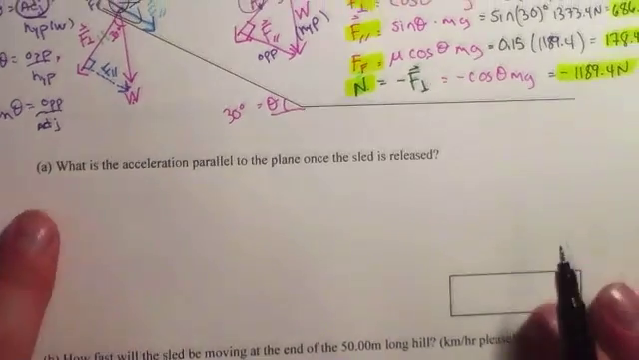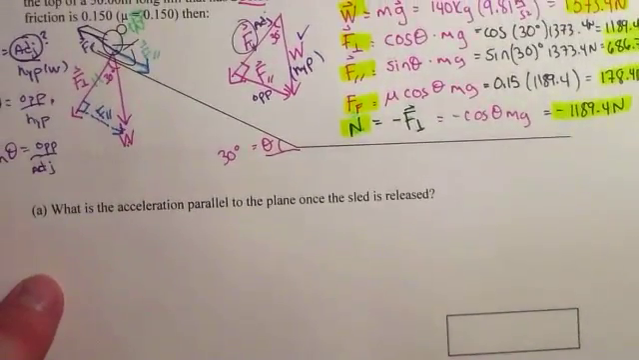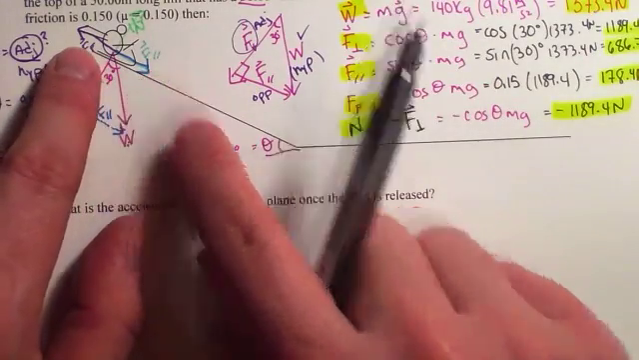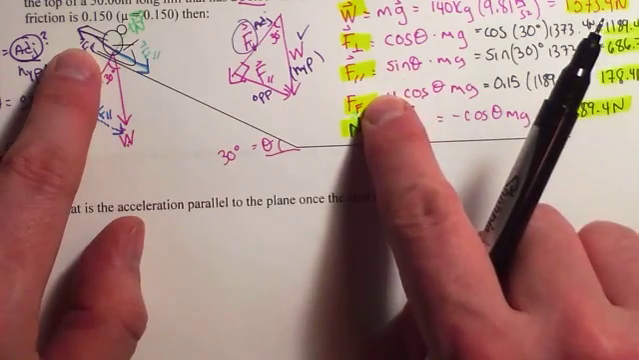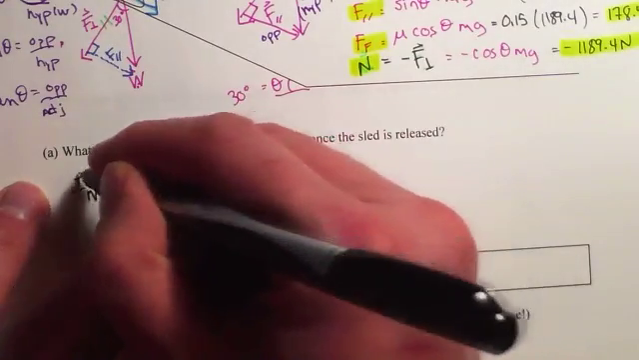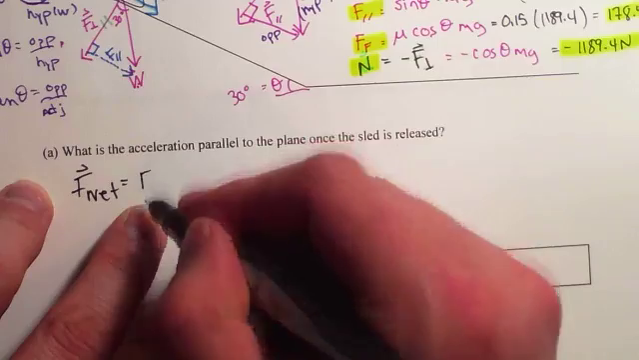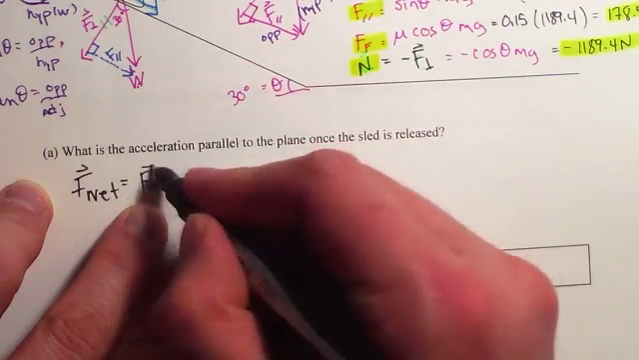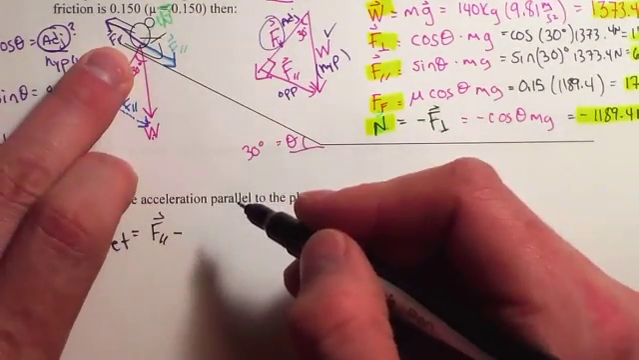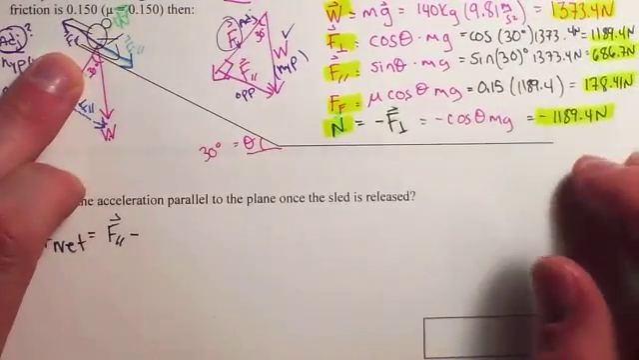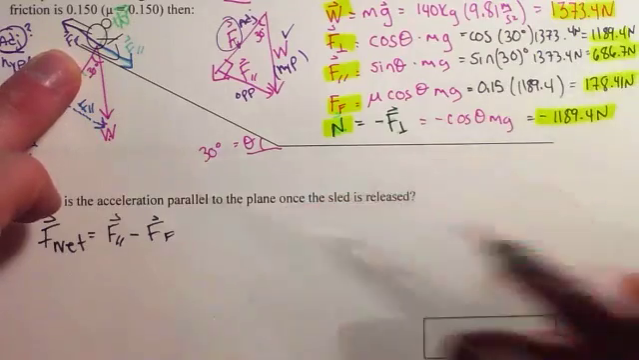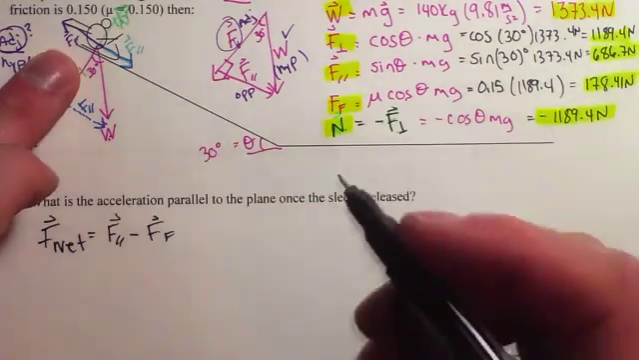So the question asks us, what is the acceleration parallel to the plane once the sled's released? So we're only worried about the blue and purple arrows then. We're not worried about anything else. So we have force of friction and the parallel force. So we write F net is equal to the parallel force, the force pushing him down the plane, the blue arrow. And in the opposing direction, I'm going to assign a negative sign for the force of friction now. If you were to make this negative, you could just add them because net force is by definition the sum of the forces.